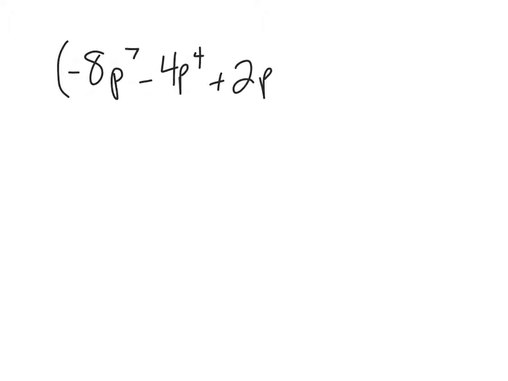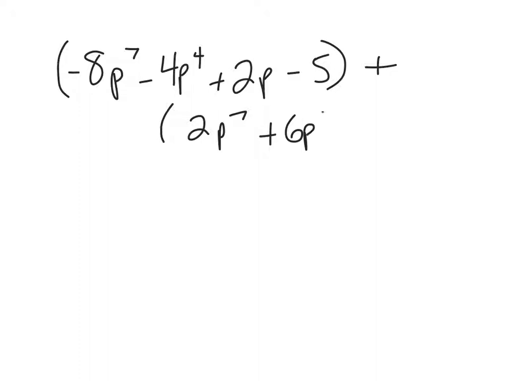So in number 17 we have negative 8p to the 7th power minus 4p to the 4th power plus 2p minus 5. That's the first polynomial, and then we're going to add that to 2p to the 7th plus 6p to the 4th plus p to the 2nd. Okay, so now let's see what we can combine here that are like terms.